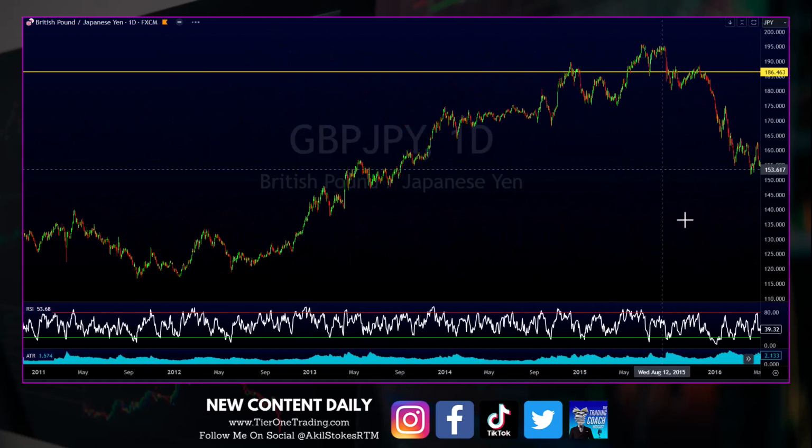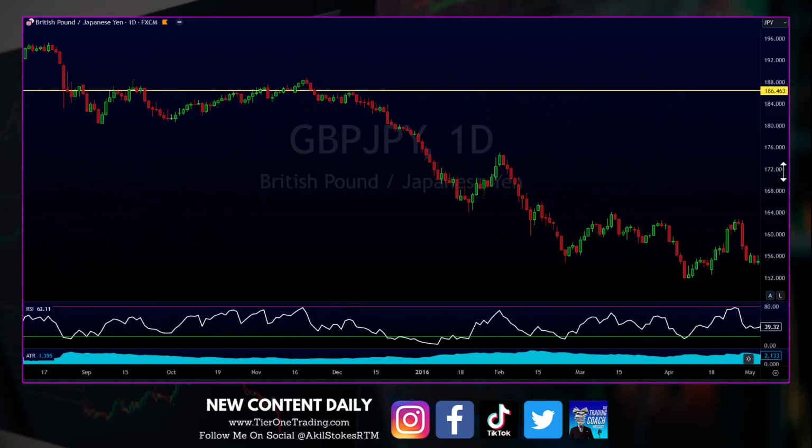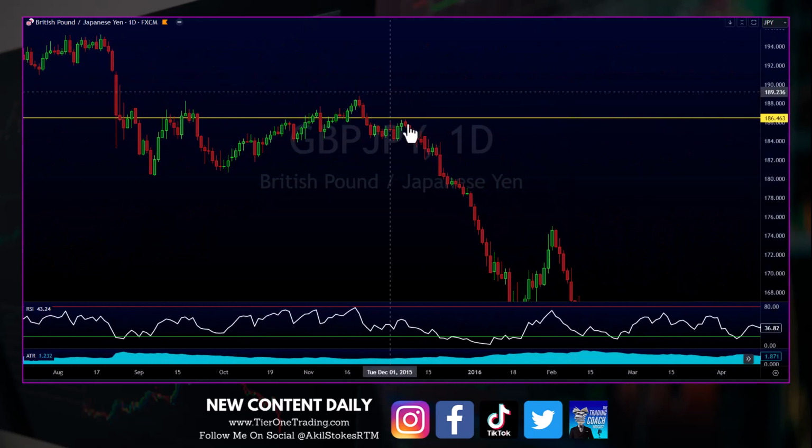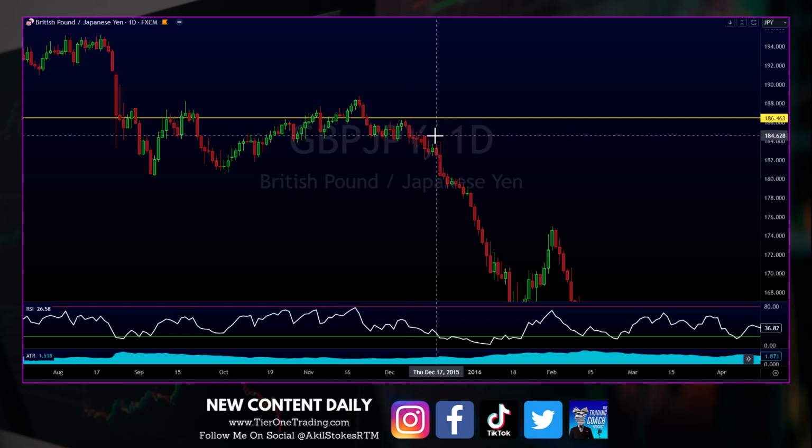If I go to my daily and I go back to 2016, you're going to see that we are right at this previous level of structure high, and we did not break it. So we did not violate this previous level of structure. So when I look at this, I identify a hold of structure.